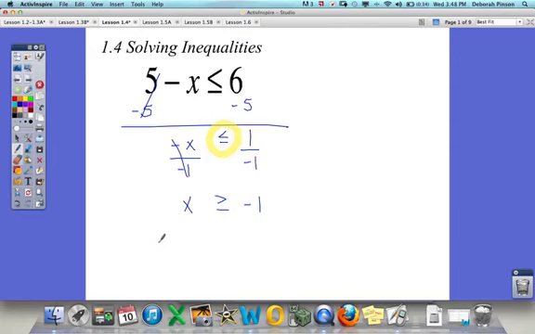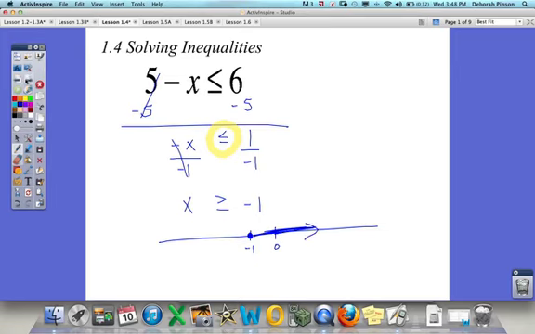We're going to graph these on number lines. So if I were to graph this, x is greater than or equal to -1. So it's greater than or equal to, I'm going to use a closed circle, and greater than, I'm going to shade in this direction.